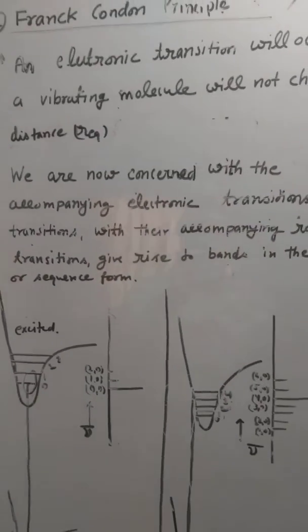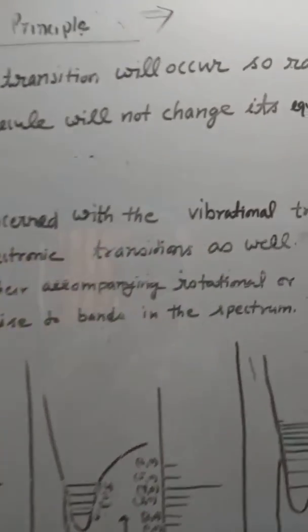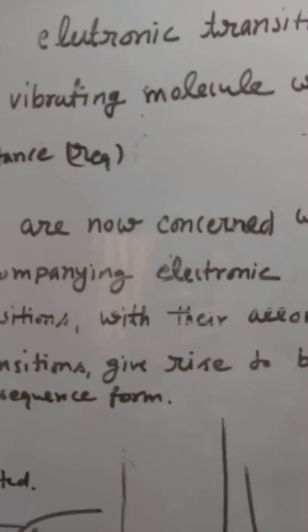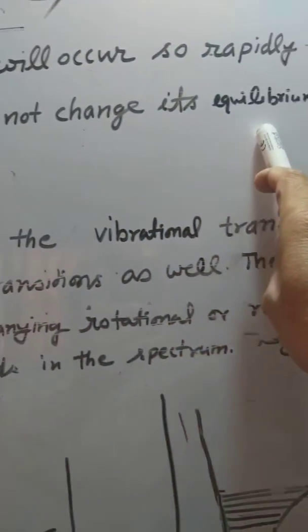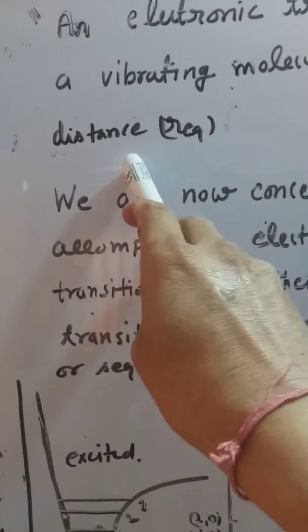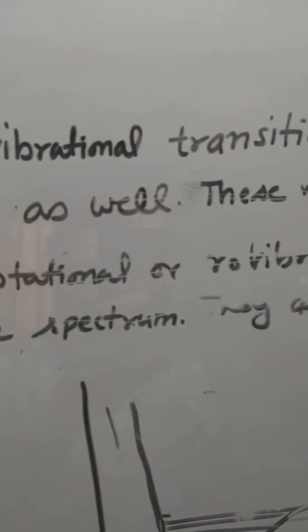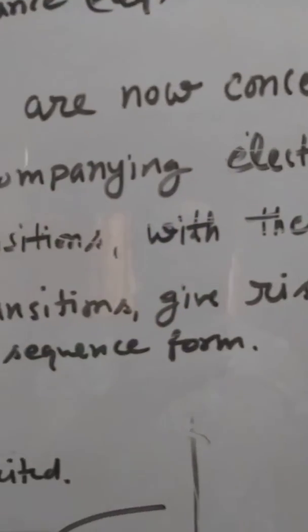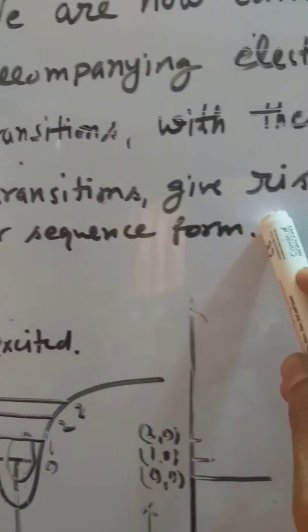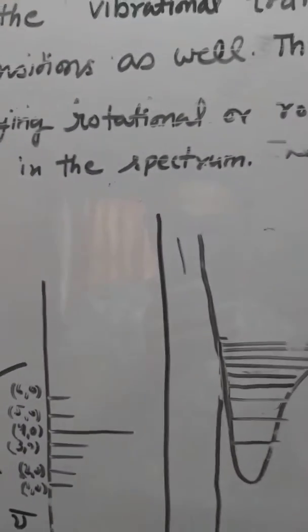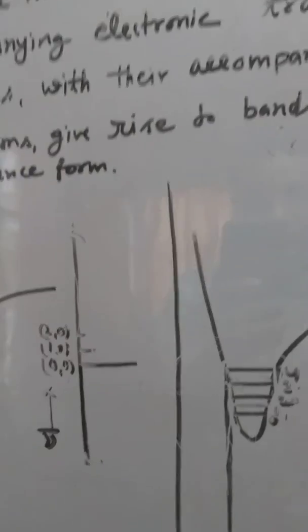According to the Franck-Condon principle, an electronic transition will occur so rapidly that a vibrating molecule will not change its equilibrium internuclear distance. We are now concerned with the vibrational transitions accompanying electronic transitions as well. These vibronic transitions, with their accompanying rotational or rovibronic transitions, give rise to the bands in the spectrum, and these bands can be in the form of a progression or a sequence.